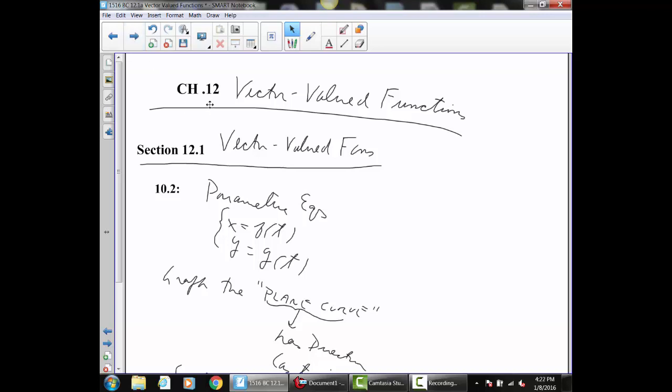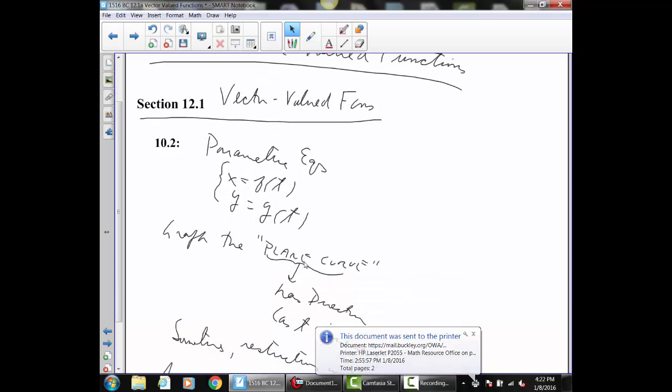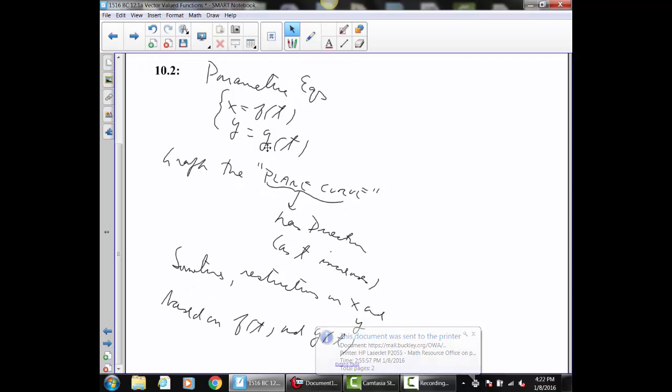Okay, so the title of the chapter is vector valued functions, and the title of the section is vector valued functions. I want to start because it ties together with what we learned in 10.2, parametric equations: x is f of t, y equals g of t. Remember when we graphed the plane curve, it had a direction as t increases. Sometimes there are restrictions on x and y based on what f of t and g of t are equal to.